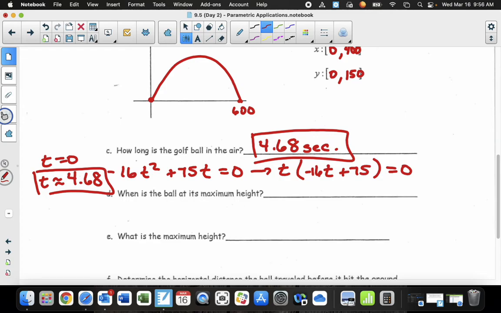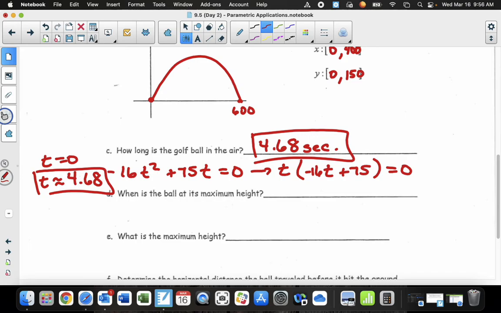If I know the ball's in the air 4.68 seconds, I could take half of that, but that only works if this is a full parabola, if the ball starts on the ground. If the ball was up like 10 feet in the air, that's not going to work because we don't have a full parabola then. Okay? So I'm going to show you a different method that confirms that we get half of that.